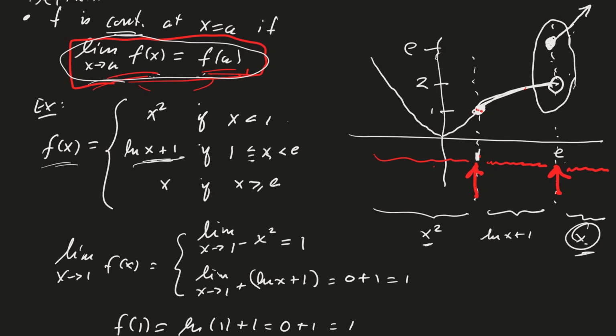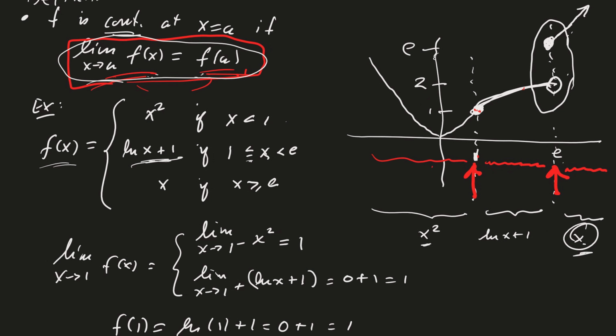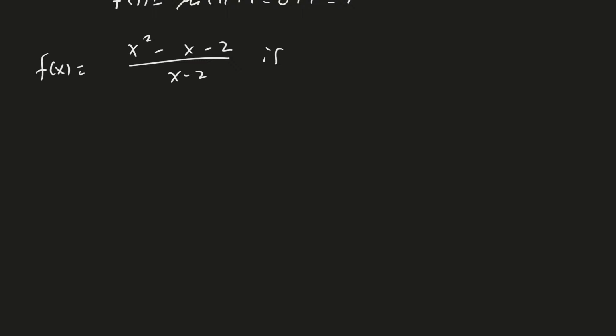Similarly, we could do another one. How about f of x equals x squared minus x minus 2 divided by x minus 2 if x is not equal to 2, and then 1 if x equals 2. So we want to see if f is continuous everywhere.